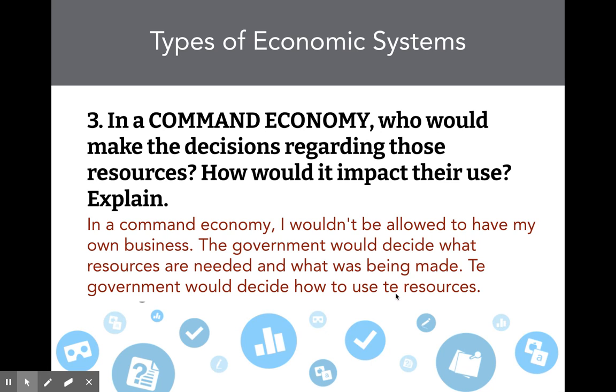So it's the government that gets to decide what's being produced, how much is going to be produced, how much it will cost, and who's going to get the resources, who's going to use them. So that's in a command economy. But you shouldn't be copying my answer anyway. You should have your own.